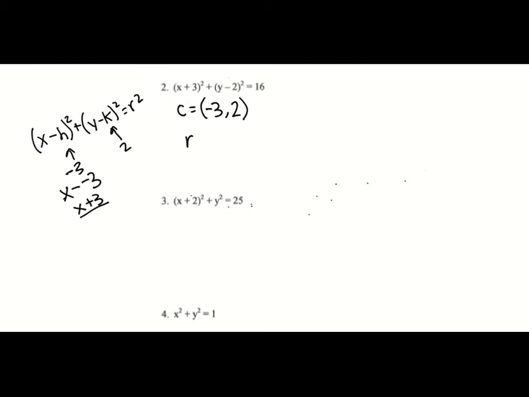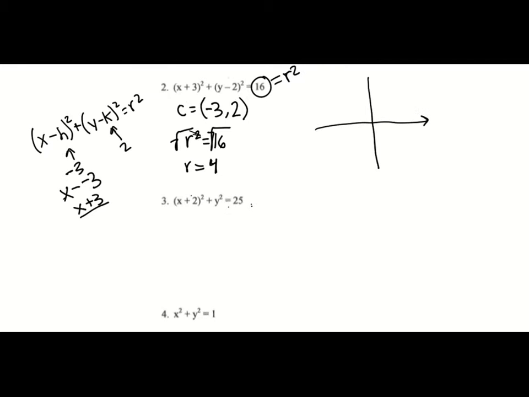we know that this right here, this 16, is equal to r squared. So if r squared equals 16, we take the square root of both sides to find r. Remember, our square and square root are inverse operations, so they cancel each other out, and our r equals 4. Okay, then with those points, we can graph our circle.